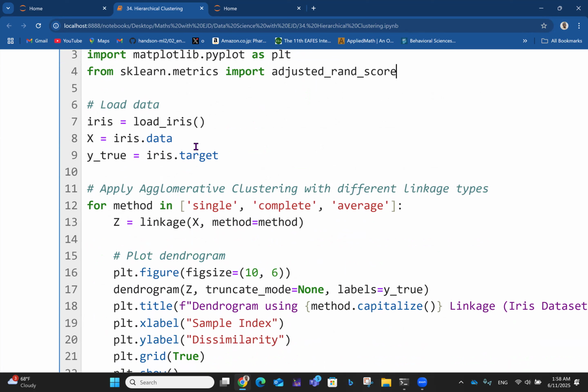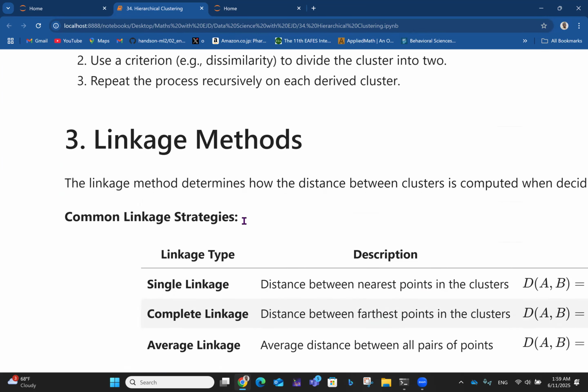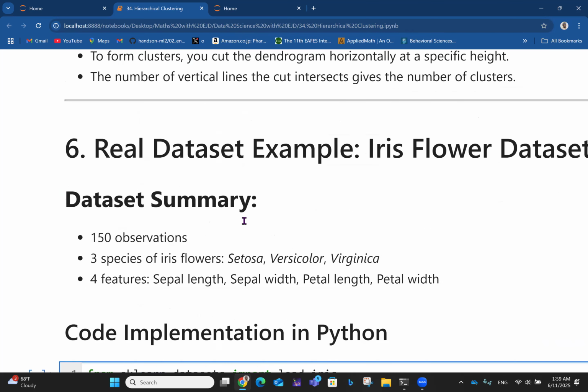Of course, we're doing clustering, so we shouldn't be worried about inputs and outputs. But for some reason, we have X equals iris.data and y_true is iris.target. So you apply agglomerative clustering with different linkage types. So for method in single, complete, and average. So we have single, what we just described now, single linkage. Yeah, this talks about types of linkages.